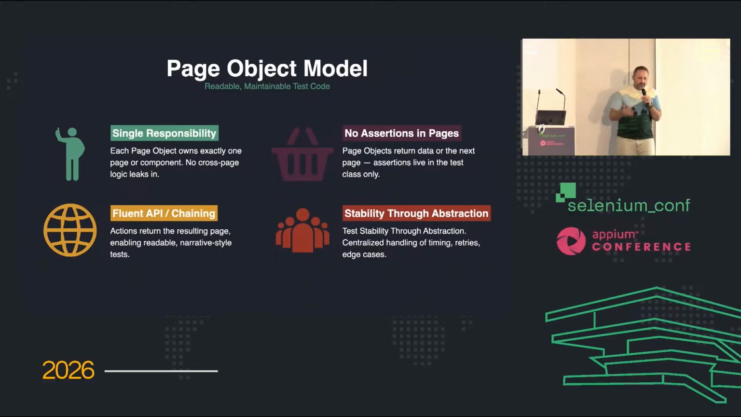Fluent API chaining. The actions return a resulting page. This is a very important thing in page objects. Whenever after the login it opens the dashboard, after the login method, please return the new dashboard page to do chaining. And then whenever from the dashboard you click a button which is going to the projects, just return the projects page. This will allow you to write less code and make it easily readable.